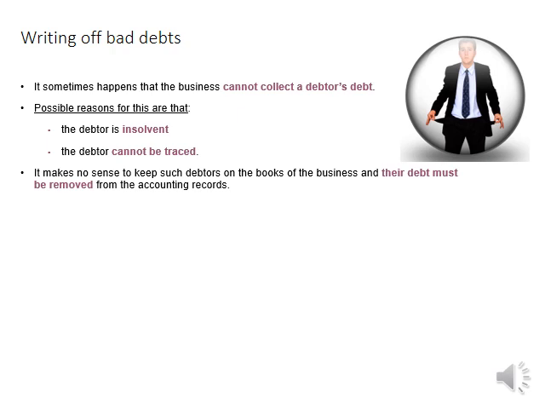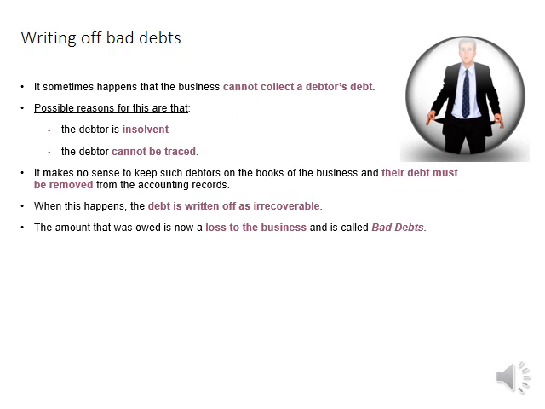It makes no sense to keep such debtors on the books of the business, and their debt must be removed from the accounting records. When this happens, the debt is written off as irrecoverable. The amount that was owed is now a loss to the business and is called bad debt.